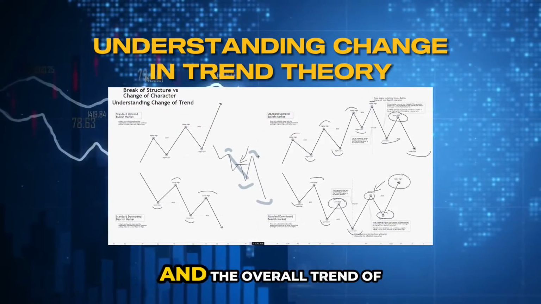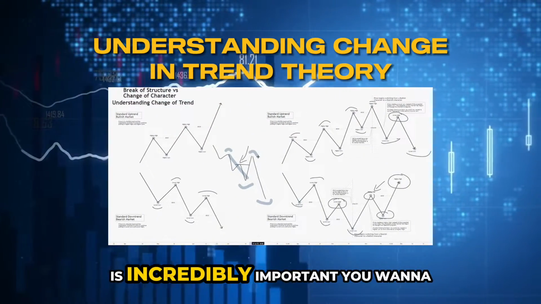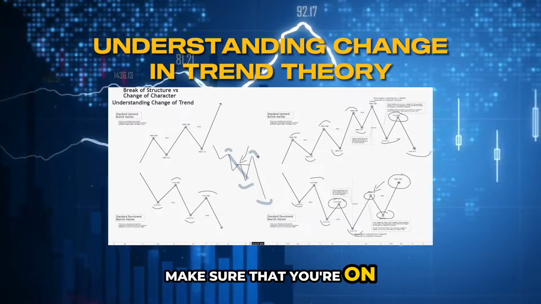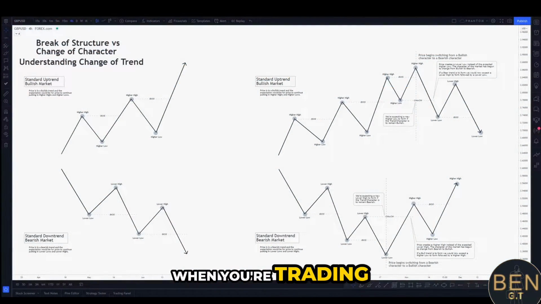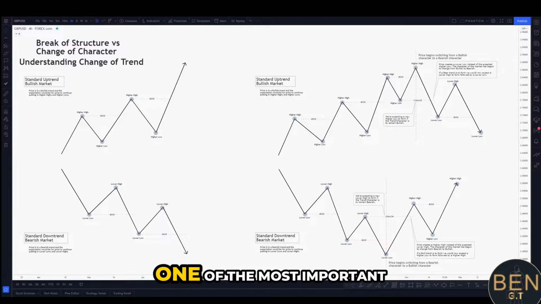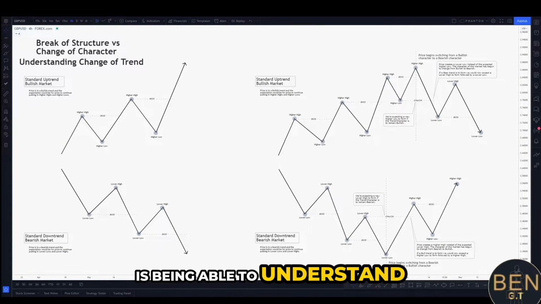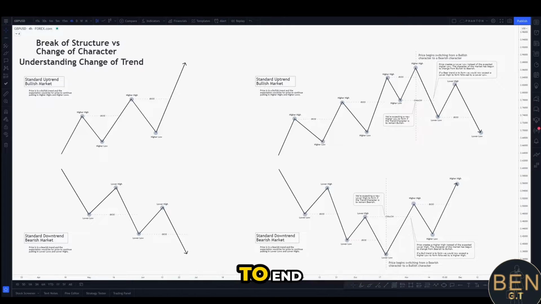Understanding market structure and the overall trend of the market is incredibly important. You want to make sure that you're on the right side of the market when you're trading. The old saying goes, the trend is your friend until it ends. One of the most important things is being able to understand when the trend is starting to end so that you can make proper trading decisions so that you're not caught on the wrong side of the market when it does decide to change.